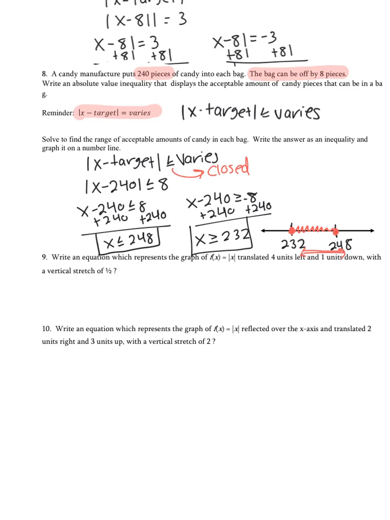So if you're writing your inequality notation, since there is shading in between two numbers, that means that x goes in the middle. Your bigger number of 248 goes on the right, and the smaller number of 232 goes on the left. So that would be your inequality notation.